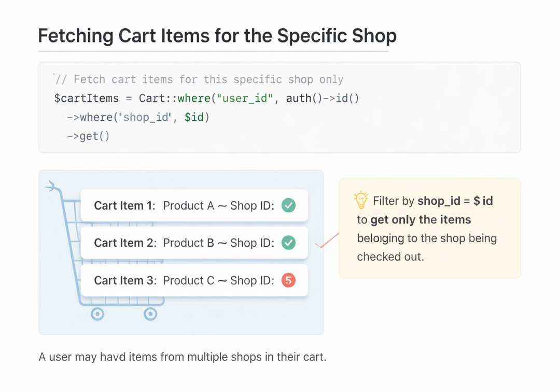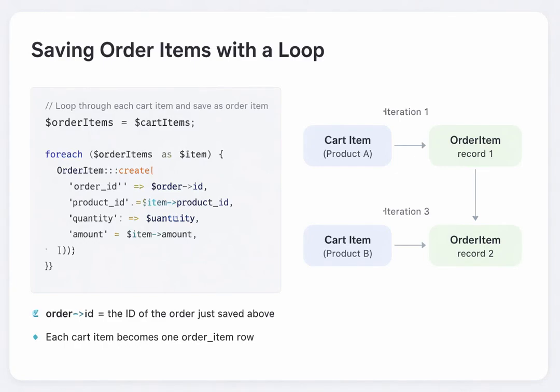particular checkout. To save multiple order items, the instructor uses a for each loop. For each item in the filtered cart items collection, a new order item record is created. 4 fields are populated: the order ID, which is the ID of the order we just saved a moment ago, so the relationship is established, the product ID from the cart item, the quantity from the cart item, and the amount from the cart item. This loop runs once for each cart item. So if there are 2 items, 2 order item rows get inserted. If there are 5 items, 5 rows get inserted. The number of iterations matches the number of products being checked out.